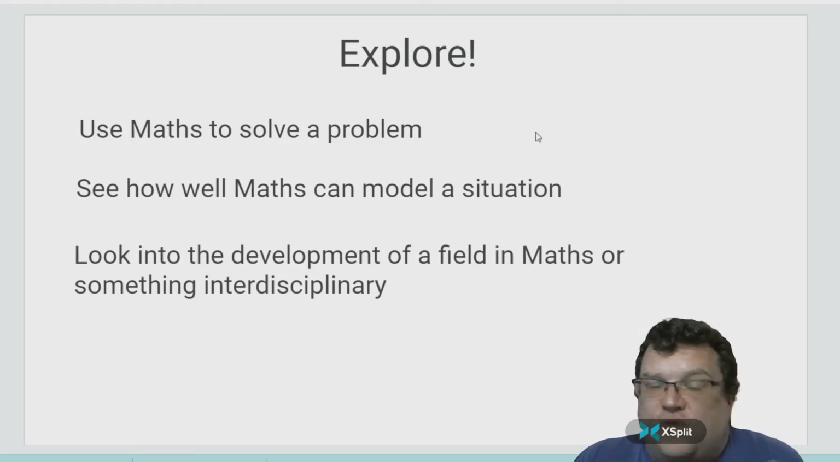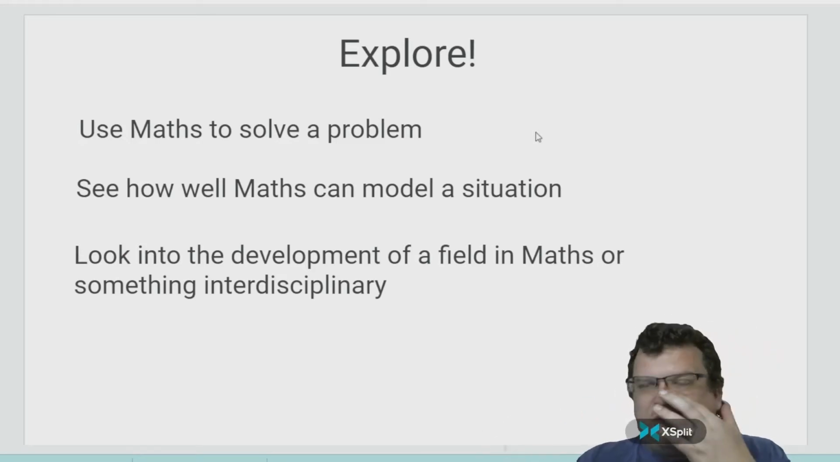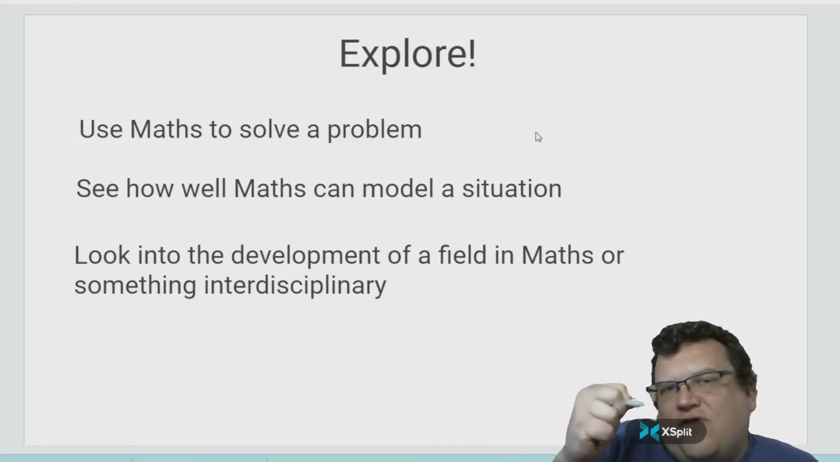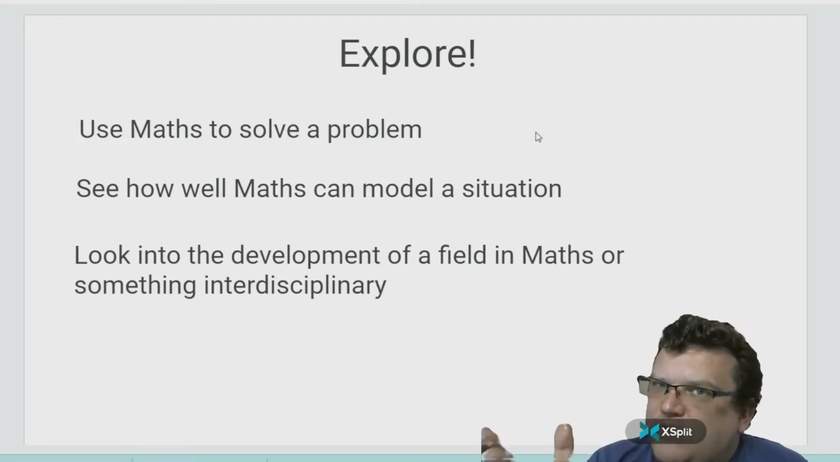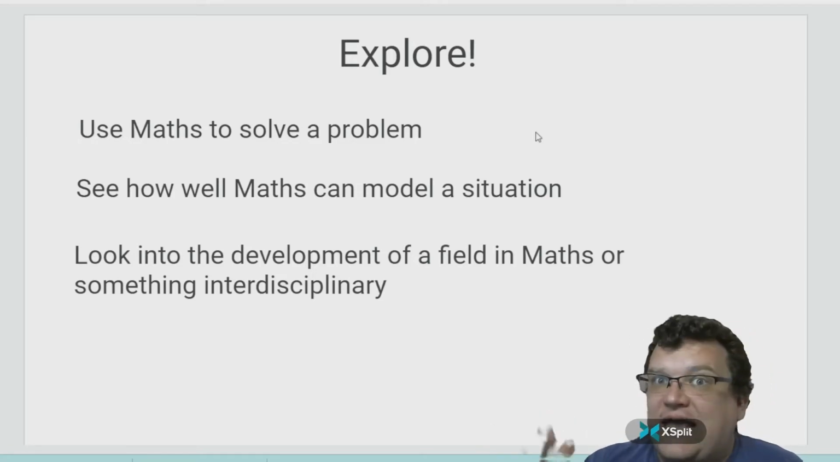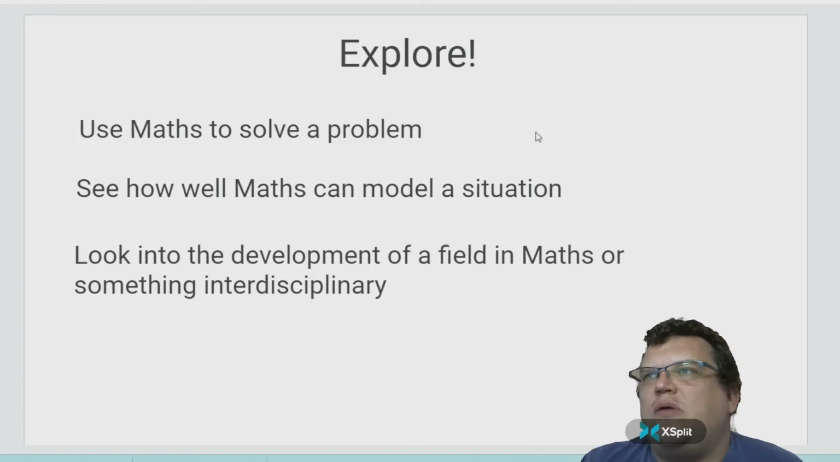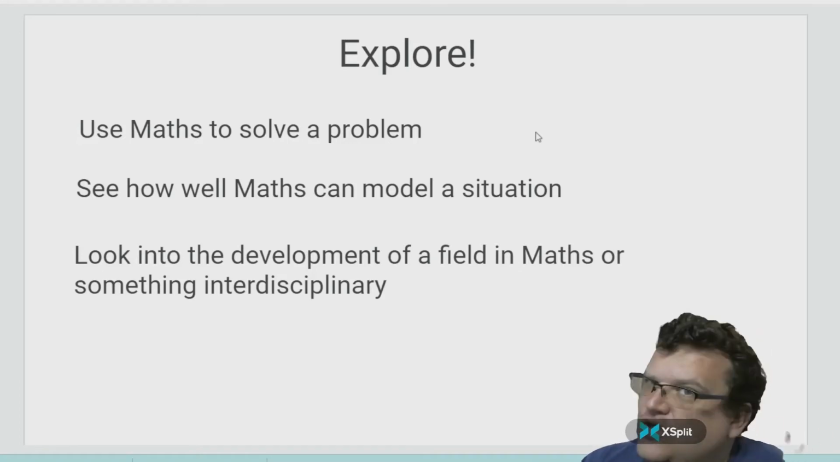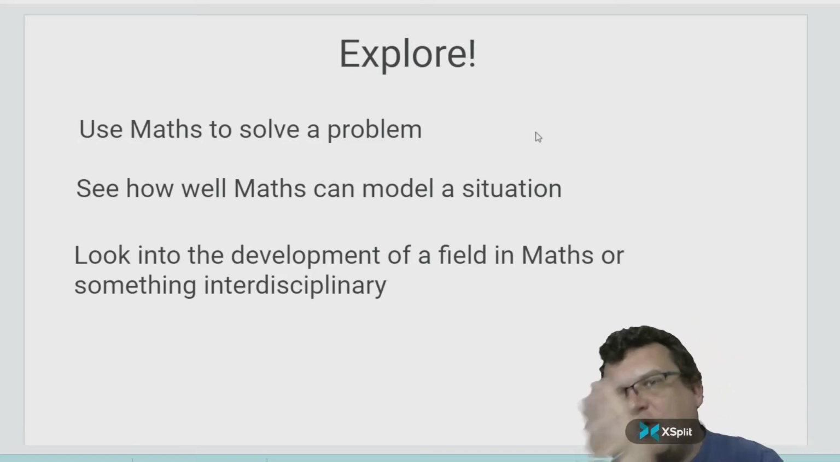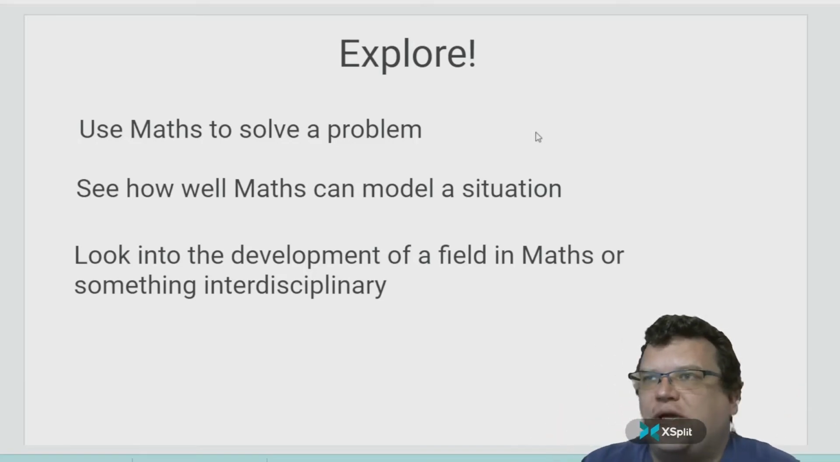Now, obviously you could do all sorts of things there. You could model the price of Bitcoin. You could look at where Bitcoin comes from. But again, if you're not careful, you'll fall into that trap of description, not analysis. That's an issue that comes up in a lot of your IAs, your EE as well. Don't just describe, analyze. So those really are the two that I recommend students think about. Either use maths to solve a problem or look at how well maths models a situation.